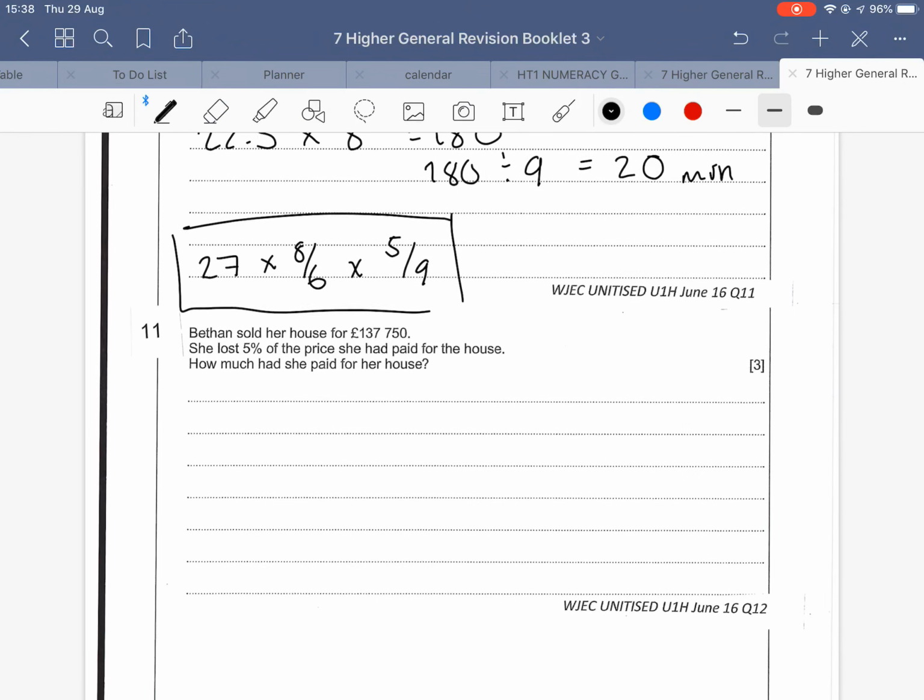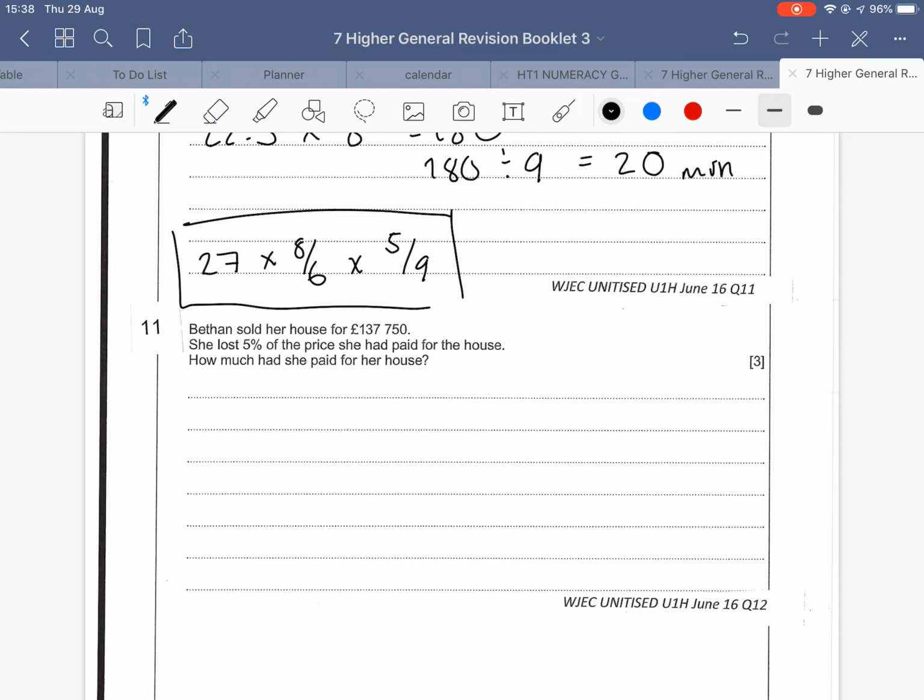Okay, question 11. Bethan sold her house for $137,750. She lost 5% of the price she had paid for the house. How much had she paid for the house? So she lost 5%. So she had 100% of her house. 100% was how much she paid for it, and now she's lost 5%. That leaves her with 95%.